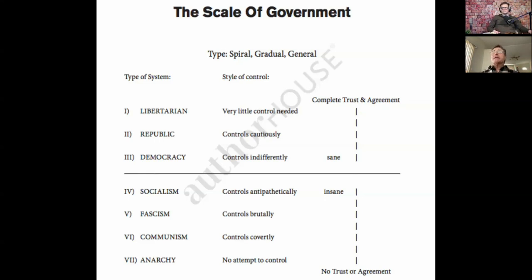Now, this is a gradual scale, meaning there is an infinitude of gradations between each level. You move gradually from one level to the next. So you'll run into a person who's like halfway between being a socialist and a fascist. And if he comes upscale a little bit, he'll become a socialist. And if he goes downscale, he'll become a fascist.